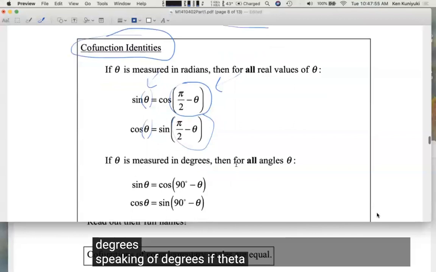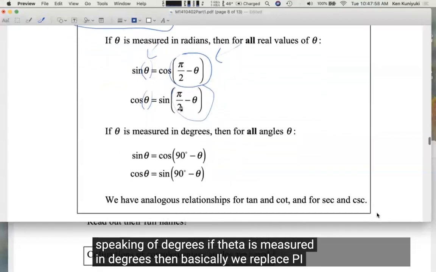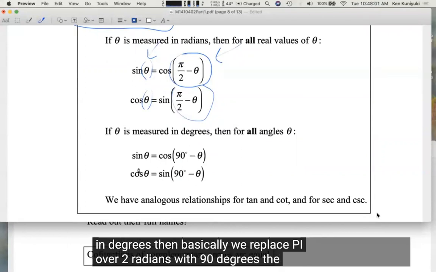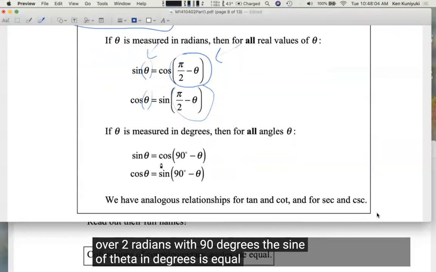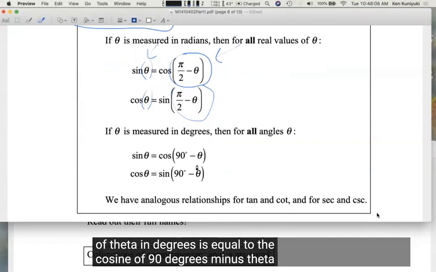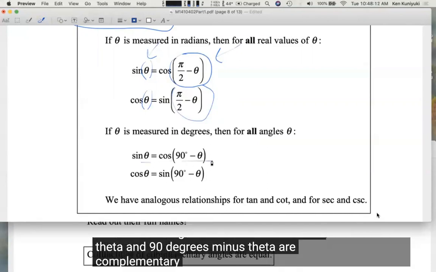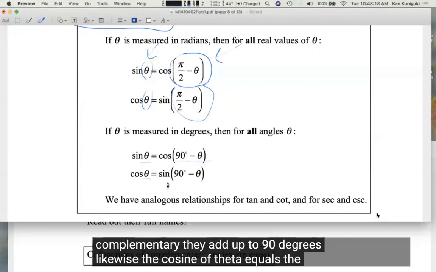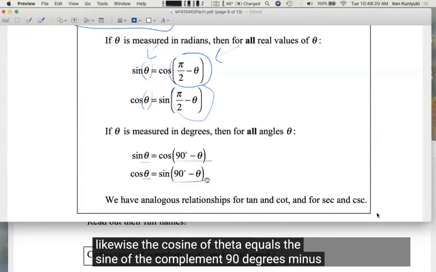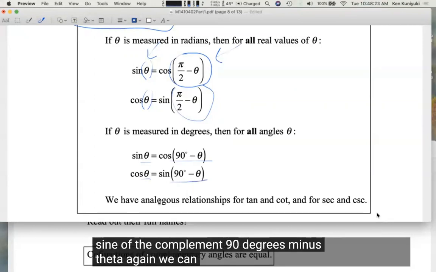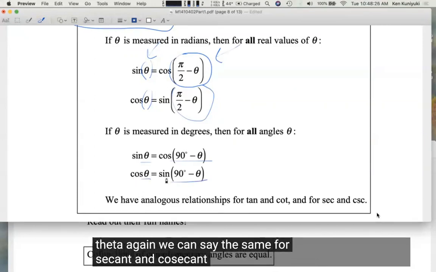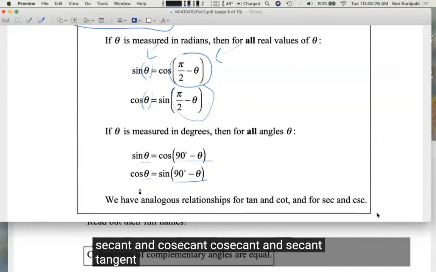Speaking of degrees, if theta is measured in degrees, then basically we replace pi over 2 radians with 90 degrees. The sine of theta in degrees is equal to the cosine of 90 degrees minus theta, because theta and 90 degrees minus theta are complementary. They add up to 90 degrees. Likewise, the cosine of theta equals the sine of the complement, 90 degrees minus theta. Again, we can say the same for secant and cosecant, cosecant and secant, tangent and cotangent, cotangent and tangent. Cofunctions of complementary angles are equal.